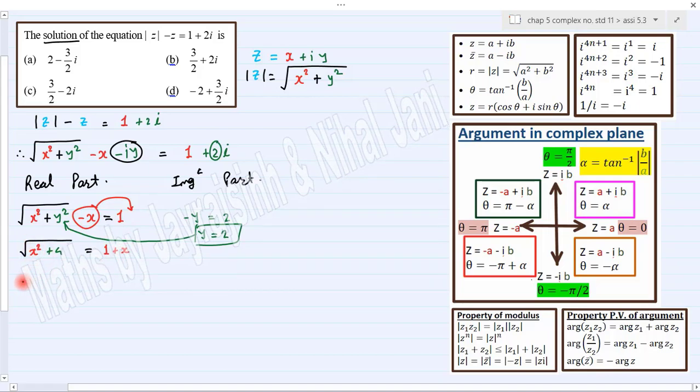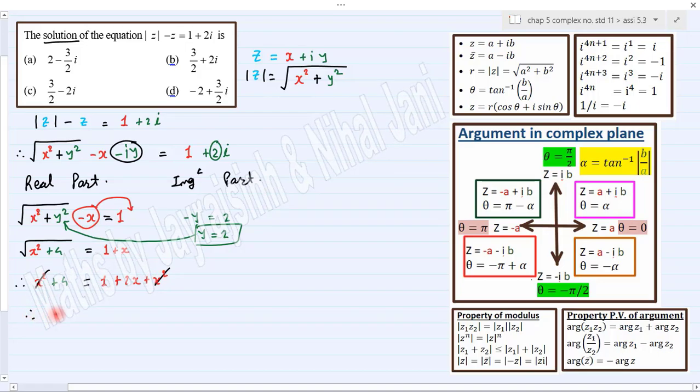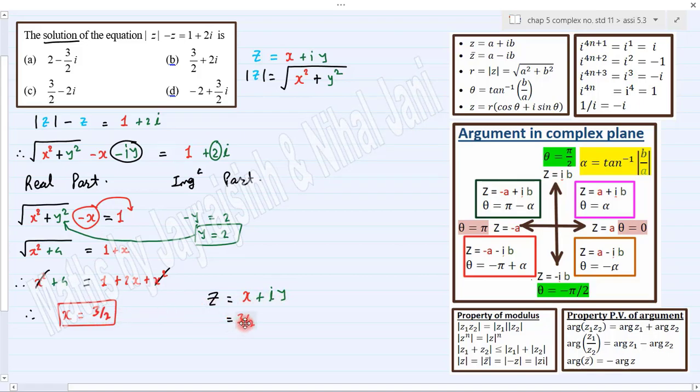Now to remove this under root, let's square both the sides. So we'll get x square plus 4 is equal to 1 square plus 2x plus x square. So here your x square will cancel out, and we will get x is equal to 3 by 2. And if you remember the question, we have to find the complex number z, which we assumed as x plus iy. So let's substitute the value of x, which we found as 3 by 2, plus i times your y, which is minus 2. So your complex number is 3 by 2 minus 2i, which is given in option B.